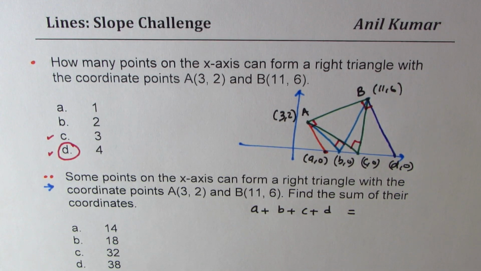I hope you get the question, right? So we need the sum of these coordinate points. Is it 14, 18, 12 or 38? Now I hope the question is absolutely clear. So basically you have to find these points to answer even the first question correctly. Now let us see how to do that. So let's move on. You can now pause the video, answer this question, since the concept is absolutely clear, and then match with my solution.